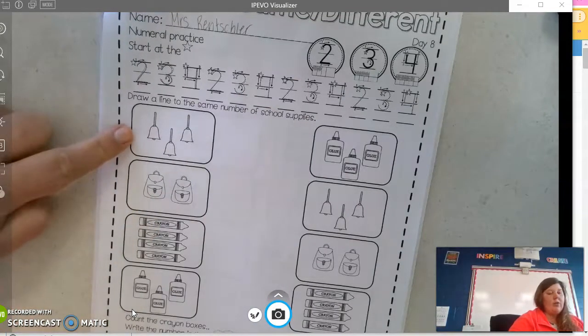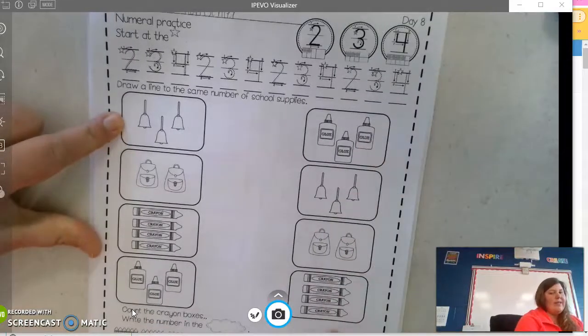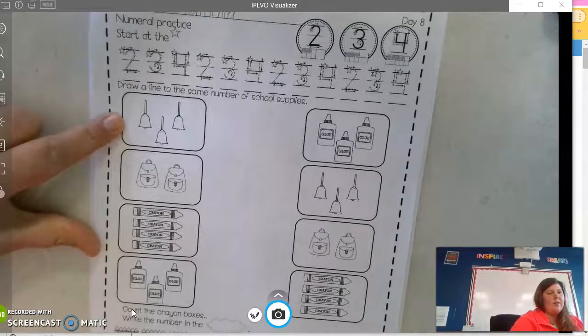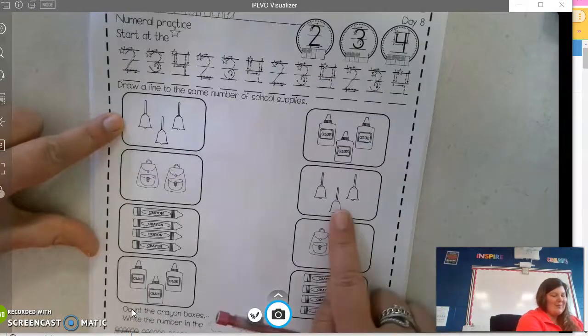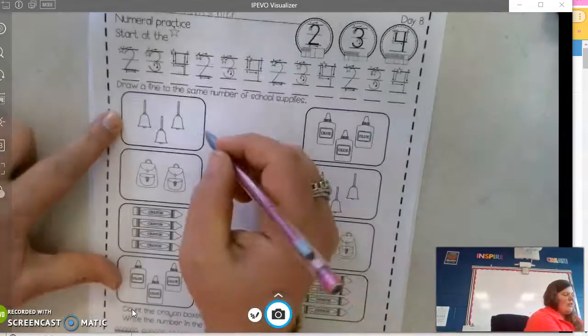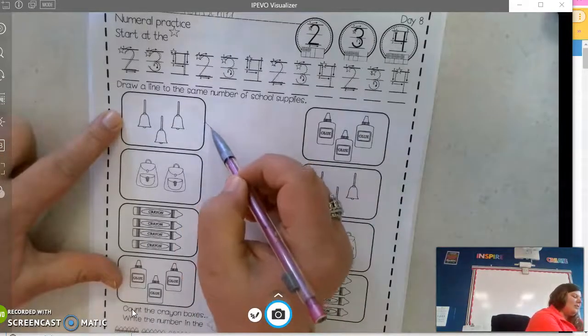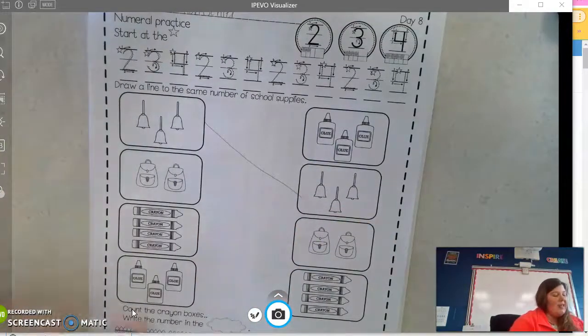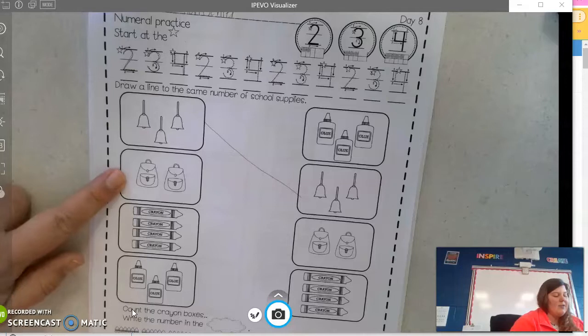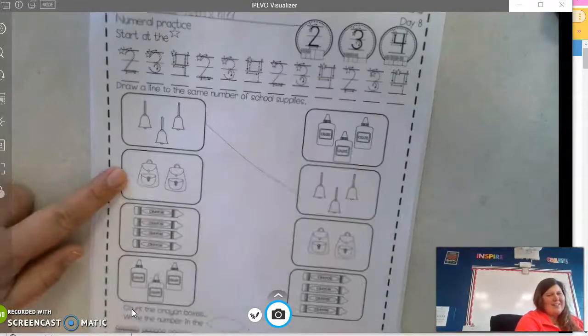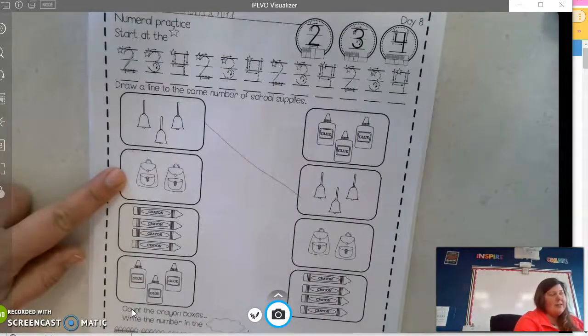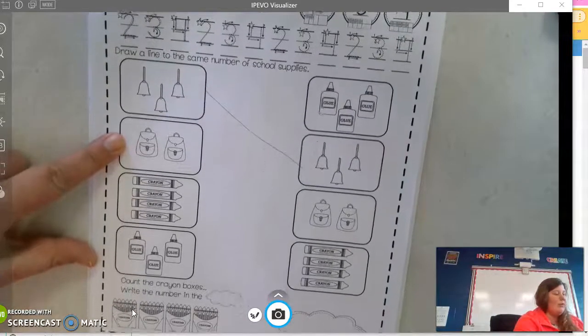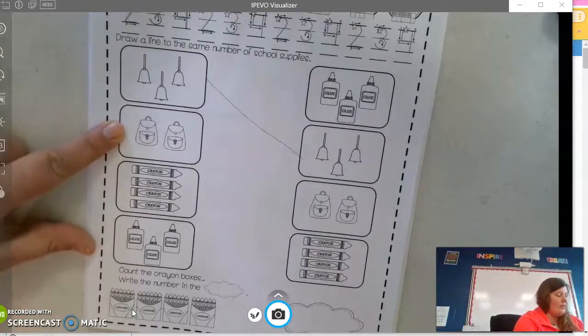So we said that there are 3 bells. On this side, we also have to find the square with 3 bells. Did you find it? Put your finger on it. Right here, right? So we're going to draw a line from our first box of 3 bells to our second box of 3 bells. Then you're going to find how many book bags. How many book bags? Some people call it a backpack. I always call it a book bag. I don't know. People don't know what I talk about when I talk about a book bag.